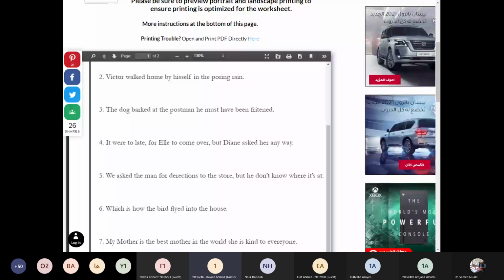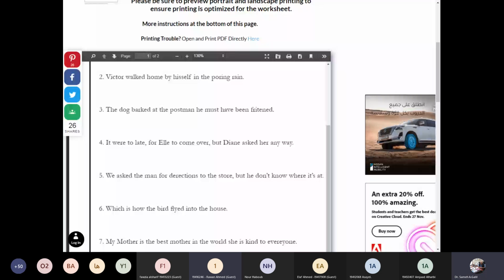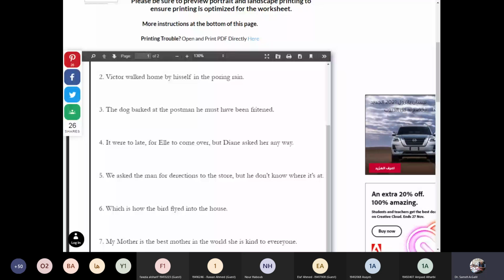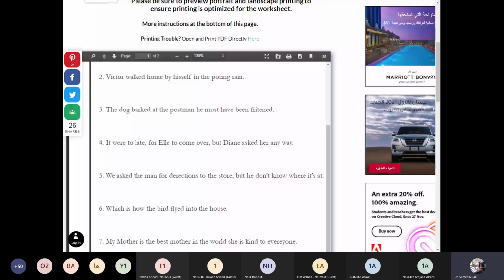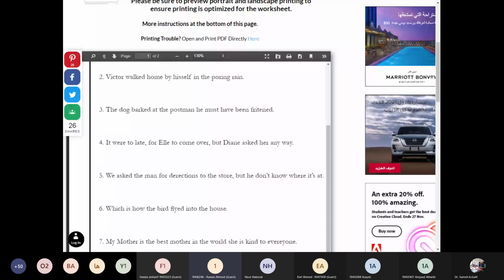It's Victor walked home by himself in the pouring rain. Pouring. Okay. So pouring means that the rains were heavy or were light? Heavy. Absolutely heavy. Thank you, Rowan. Thank you so much. You're welcome. Can we move to number 3, everyone? Doctor, number 2, himself or herself? It's himself. Number 3, everyone?